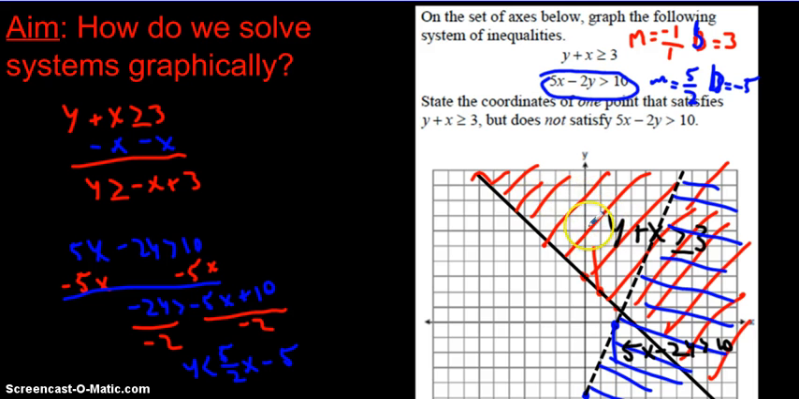So that would be any point in this region. This satisfies the red one, but not the blue one. To answer their question, I would pick this random point, or that one, whatever. This is (8, 0). 8, 0 would be one that satisfies this, but not that. Alright, so make sure you read the questions carefully. Now for the hard one.